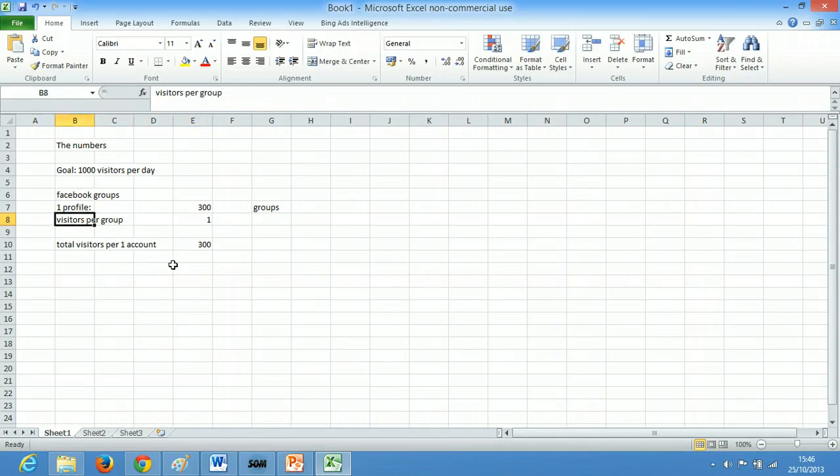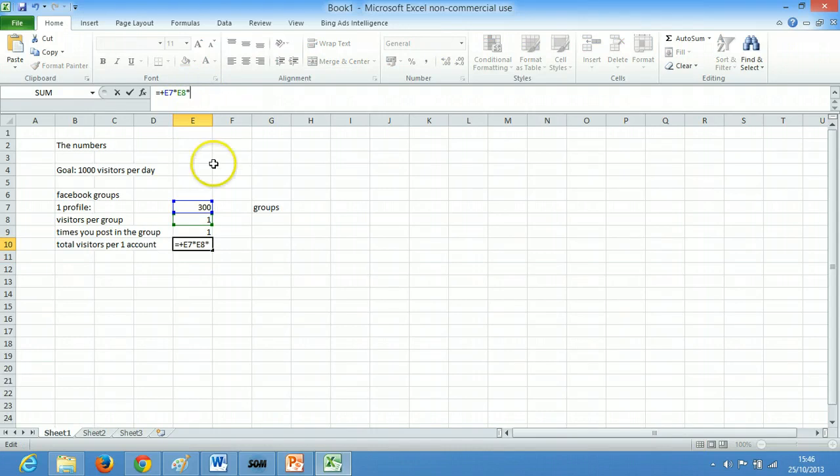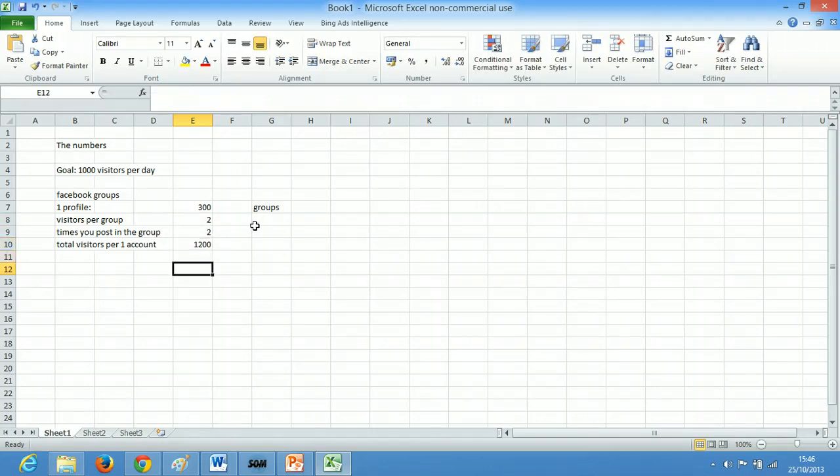Another thing you can do is post several times. So, times you post in a group, okay? As long as you post good content, you will be able to please the audience and attract more visitors, okay? So if we post 2 times, now we get 600 visitors, and if we get 2 visitors per each blog post, now look, we're already at 1,200, right? So let's be conservative, and say we cannot get more than 1.